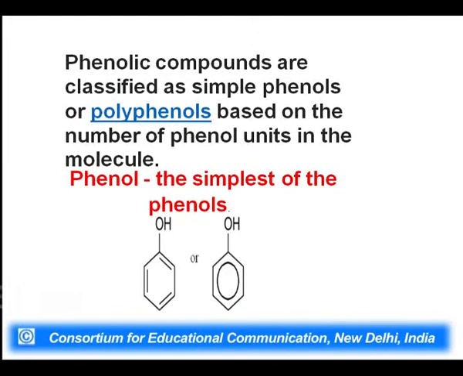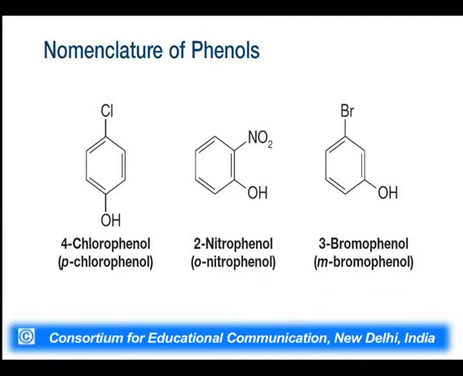So we take phenols for granted, but we know that these phenolic compounds have a vast use in our daily life, so we cannot overlook them. If we have to classify phenolic compounds, we can classify them as simple phenols, and the simplest phenol is hydroxybenzene, or they can be polyphenols based on the number of phenolic units in the molecule. Next, before we proceed further, I would like to introduce you to certain rules of naming phenols.